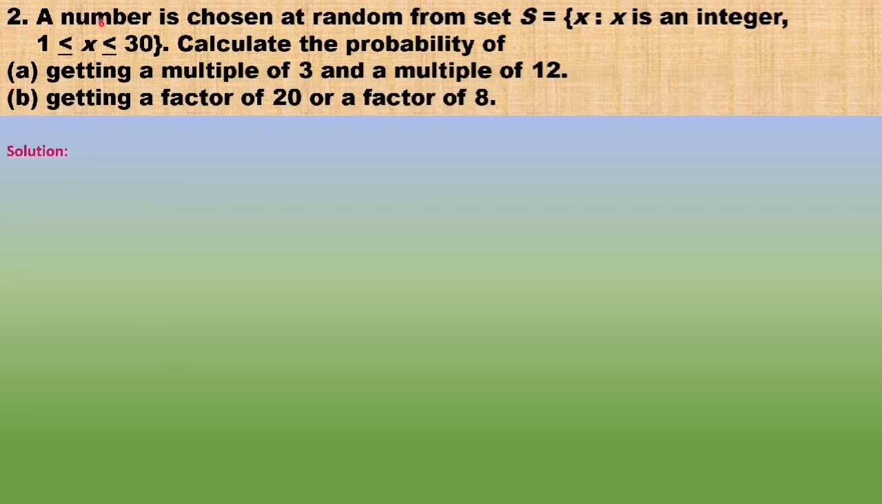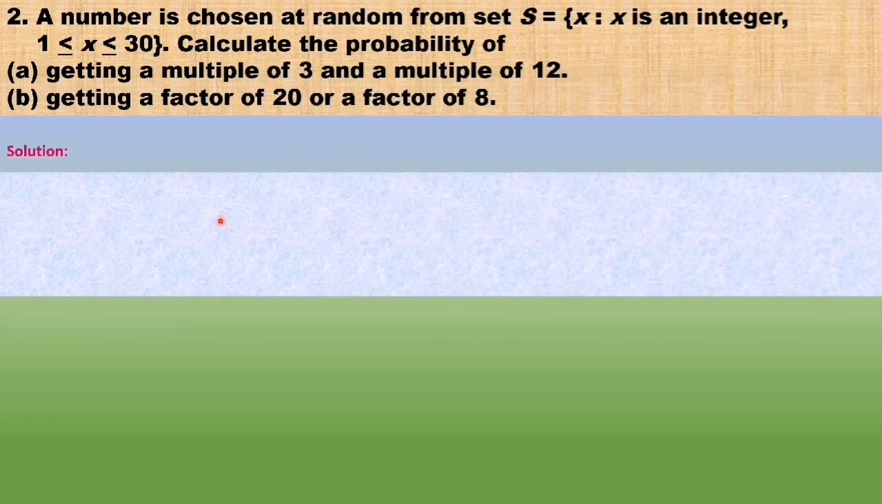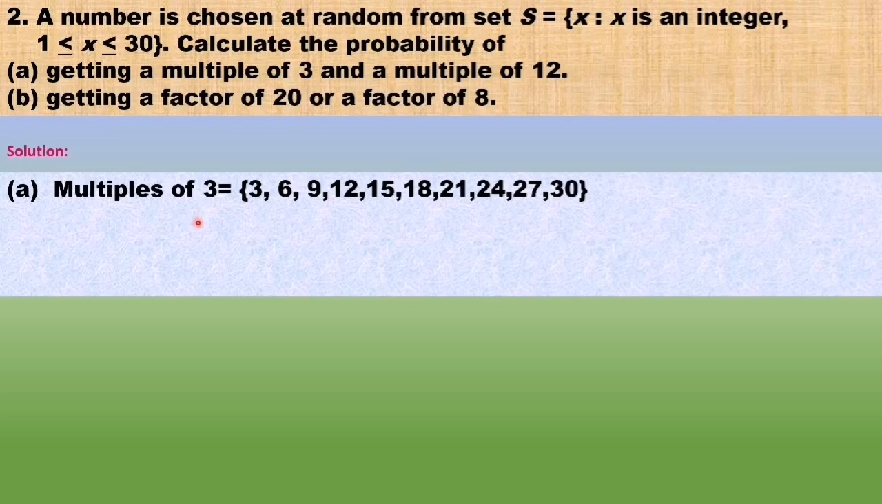Question number 2, a number is chosen at random from set S. S is an integer and S greater or equals 1, less or equals 30. Calculate the probability of A, getting a multiple of 3 and a multiple of 12. So now the keyword is a number. And you must find a number there which is multiple of 3 and at the same time also multiple of 12. So I list out the multiple of 3 first. After that, I list out the multiples of 12 and we find the common element.